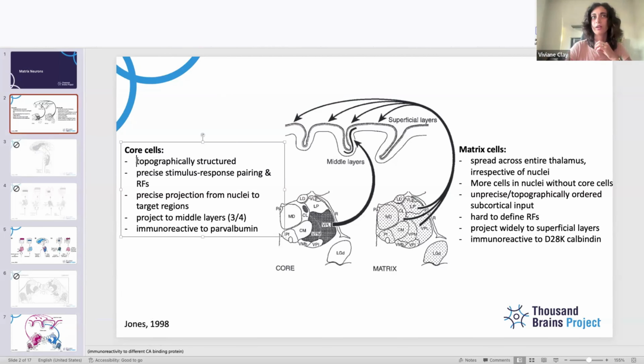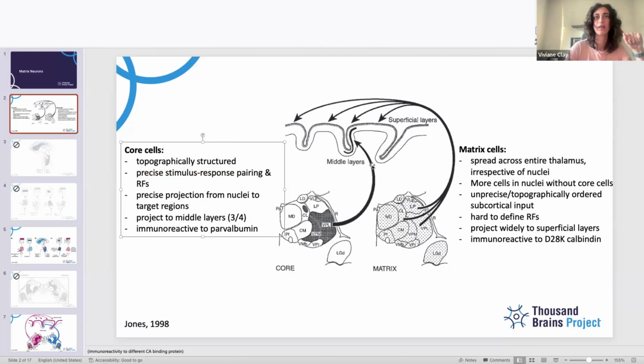Core cells, which are basically like the relay cells we always talk about, are topographically structured. There's a precise stimulus-response pairing, and they have very precise receptive fields that can be easily characterized. And there's a precise projection from nuclei to specific target regions. The projections go to the middle layers of the cortical column, like lower layer 3 and layer 4.